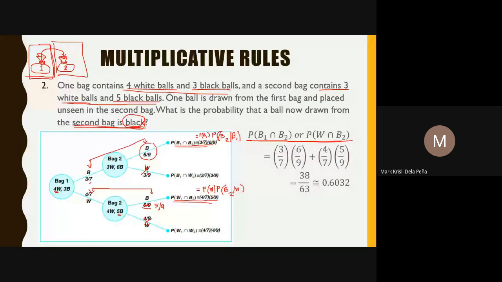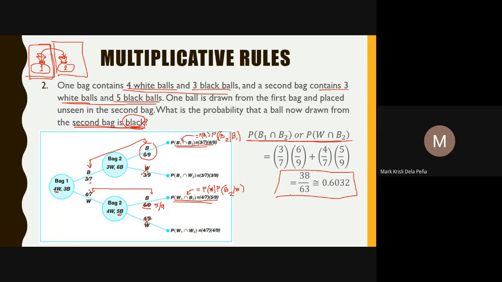So that's this one, no? This is also this one. Then we'll just add these two. So that's 3 over 7 times 6 over 9 plus 4 over 7 times 5 over 9. And simplifying, that's 38 over 63, or 0.6032. So that is how we use multiplicative rules.